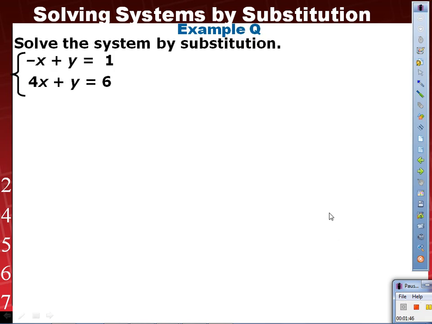Okay, turn your paper over once again, and the back part of your Cornell notes, we're going to need plenty of space. So from the way at the top, I want you to write Example Q: solve the system by substitution, and the system given is negative x plus y equals 1 and 4x plus y equals 6. Copy that?